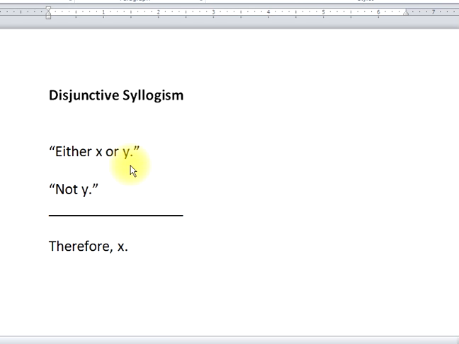Now, either x or y. The one thing you need to remember with a major premise, a disjunctive premise, is that one of the options has to obtain, alright? So you have to affirm one of the options. So if you say not y, you take away this option, you're left with x. So x has to be the conclusion. And then, that would be valid.